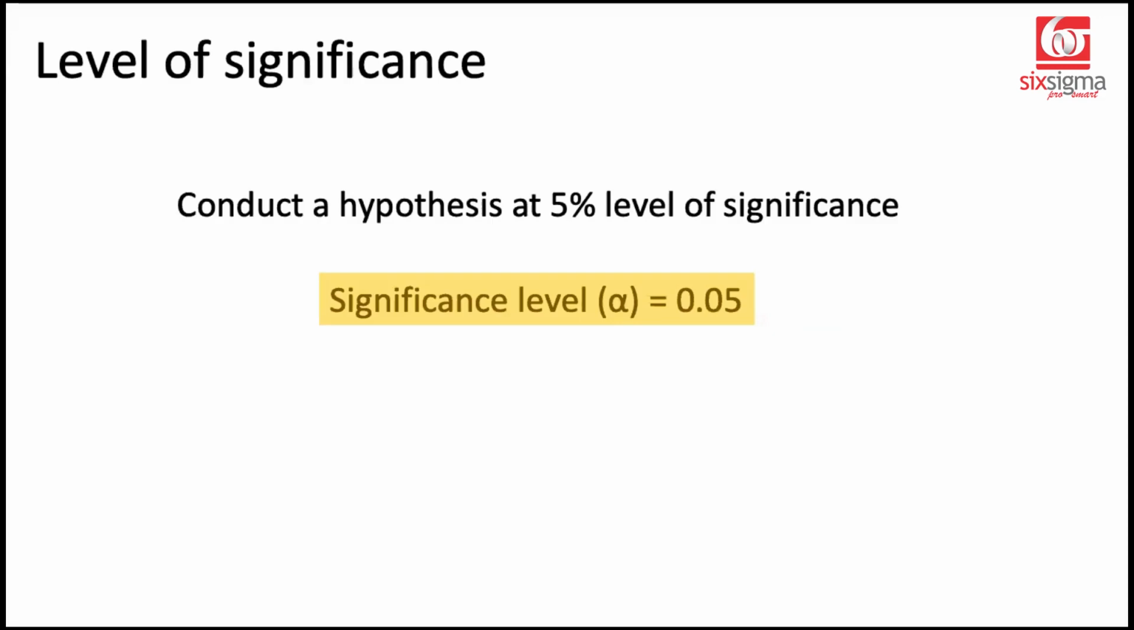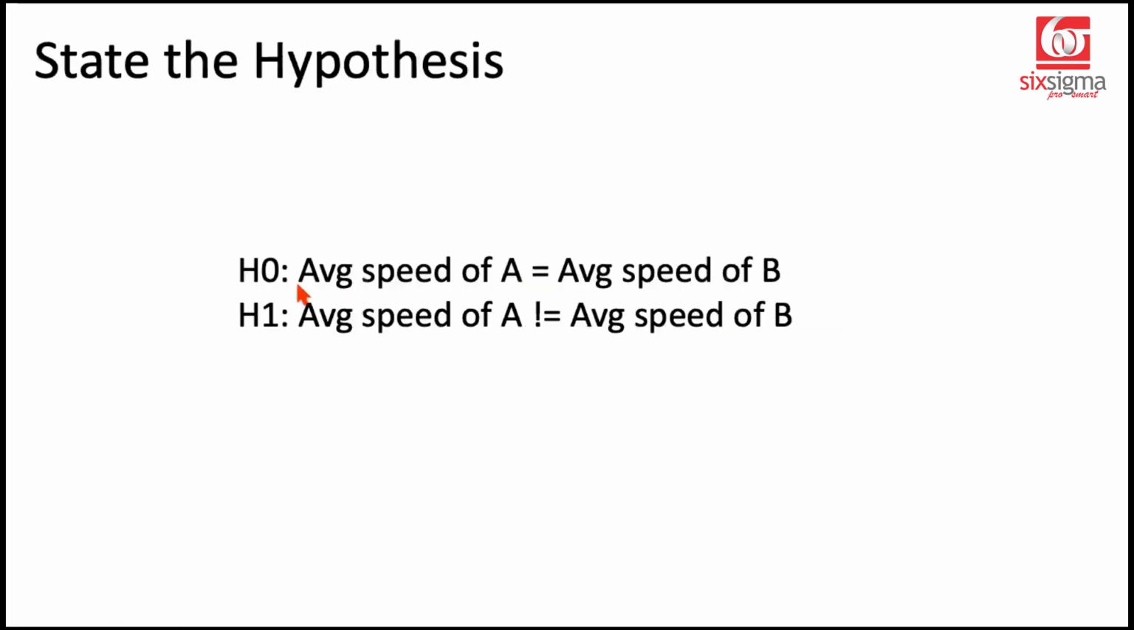So now, going by the step-by-step approach, do we know the level of significance? That's stated in the problem as 5%, which means alpha is 0.05 or 5%. What is the hypothesis? The null hypothesis is that there is no difference between the two providers. We'll check it for equality.